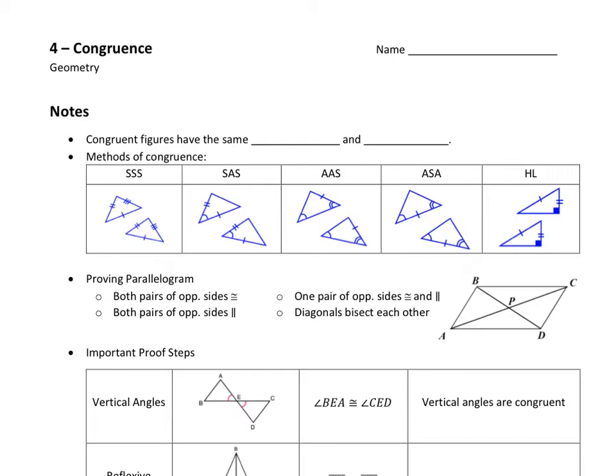This video will cover congruence in geometry, and before we get started on some old Common Core geometry questions, we will talk about a couple important pieces of information regarding congruent figures. In terms of congruent figures, they have the same size and shape. Same size, same shape. Then we have these 5 different methods to prove triangles congruent.